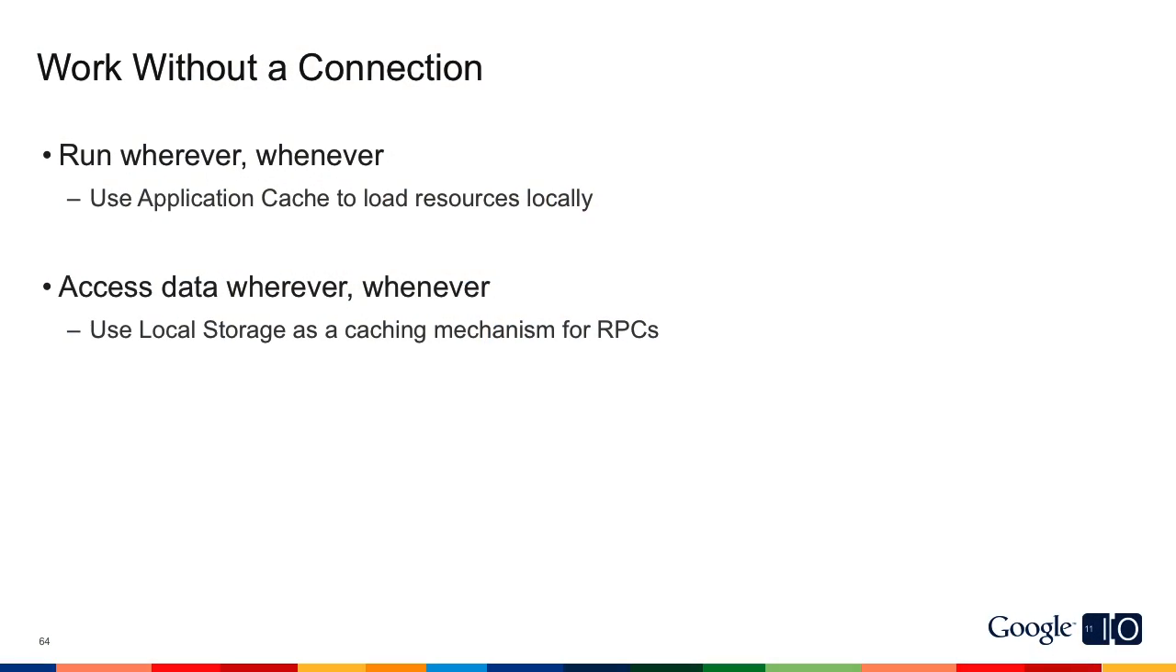So the problems that were faced there are that you want to run wherever, whenever, right? You want to launch your application and have it bring up some user interface for you to use. For that, we can use application cache to load resources locally. Then once you have your application loaded, you want to be able to use it, right? You need to interact with data. You need to be able to access data wherever, whenever. And for that, we can use local storage to cache RPCs.